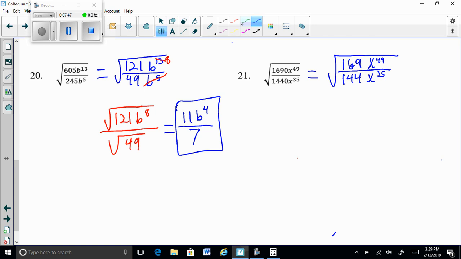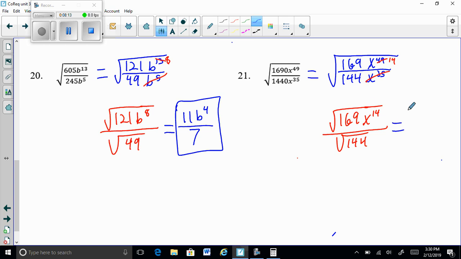There we go. And so I can reduce these 35 x's with 35 of these. I'm going to take off 35 from 49. That should leave me with 14. Okay. So then when I break it apart, I'm going to have the square root of 169 x to the 14th all over the square root of 144.